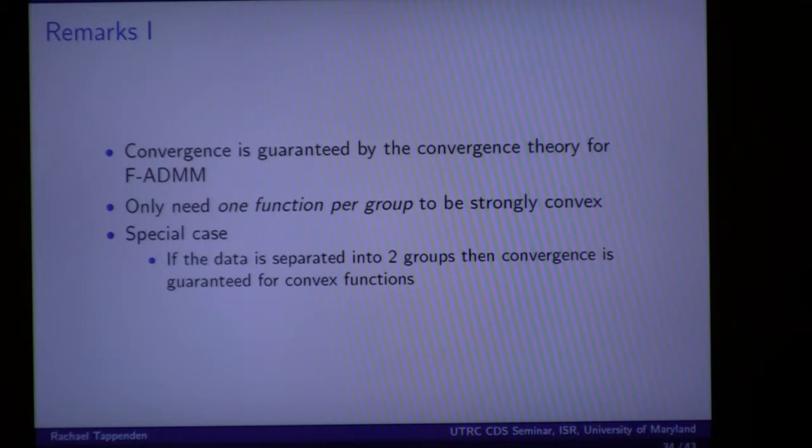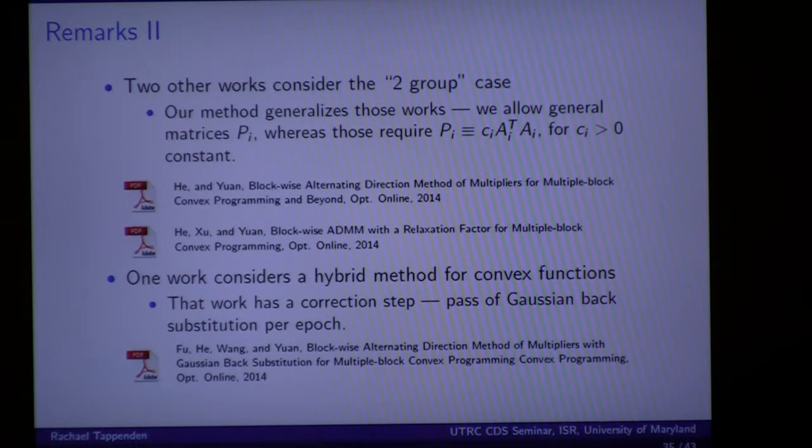Okay, convergence is guaranteed. This is the nice thing about this method as well, doing it in a hybrid sense. For the fully serial case, all of my subfunctions needed to be strongly convex. Here, only one function per group needs to be strongly convex. And if I separate the data into just two groups and update the first group in parallel and then the second group in parallel, this works for convex functions. There are some other people who have also done this for the two-group case, but our method is more general because we require more general regularization matrices, and this helps. I'll show you this in just a moment. There's also a method that works on convex functions, but you require a correction step, which is involved in the whole dimensional space. The nice thing about the approach that I've showed previously is you're always working with these small subproblems. So this last method needs a correction step.